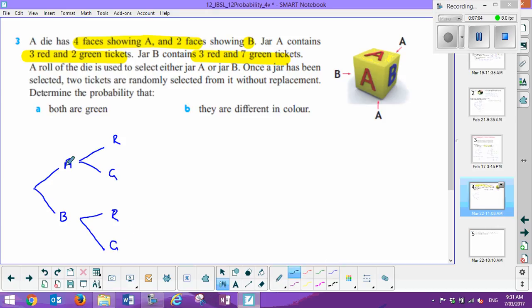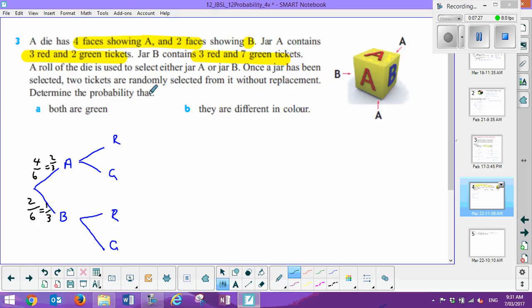Alright, probabilities. Chance of getting A, we've got 4 faces out of 6. We could simplify this one because there's no other option, so you could turn that to 2 out of 3. And jar B only has 2 faces on the die, so that's 1/3. So that could make it simpler.